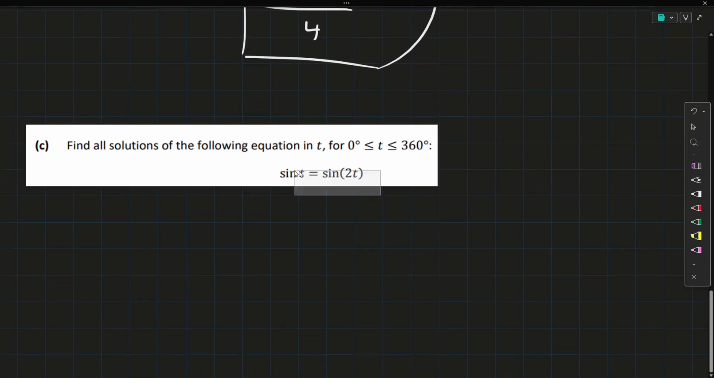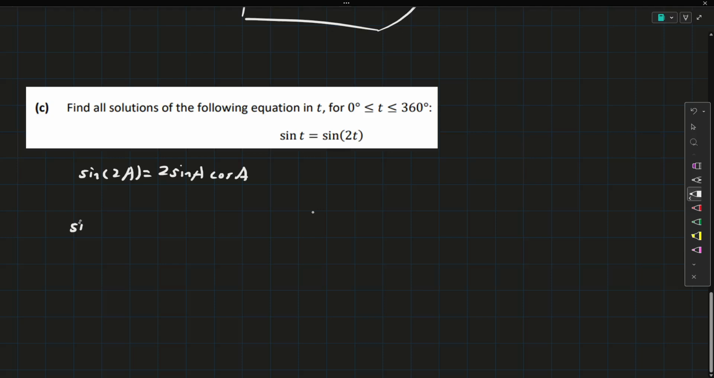Then we're told to solve this equation. So the problem is that we have sine of two different angles. So it would be nice to use an identity here. We can use the fact that sine of 2a is equal to 2 sine a cos a. That'll help us here. So that means that sine of t is equal to 2 sine t cos t. You might be tempted to divide both sides by sine t, but if you know anything about solving an equation, you'll know that that's not a good idea, because that can cause us to miss solutions.